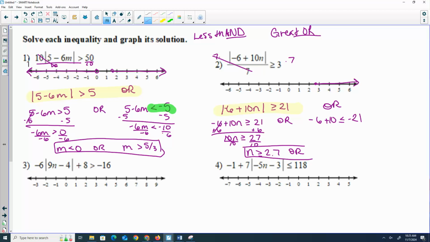This one. Add our 6. So we get 10n less than or equal to negative 15. Divide by 10. So n is less than or equal to negative 1.5. Equal to, closed, going to the left. So get your absolute value by itself first, then we decide, and or or.